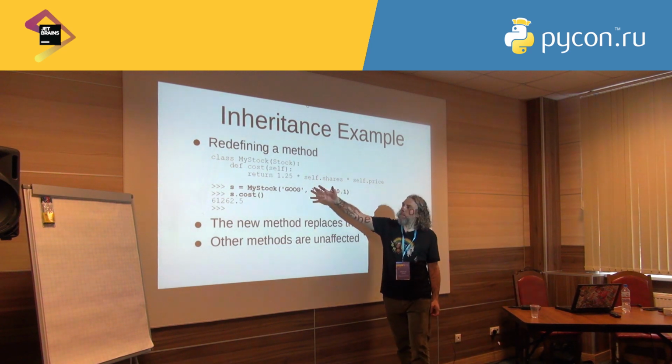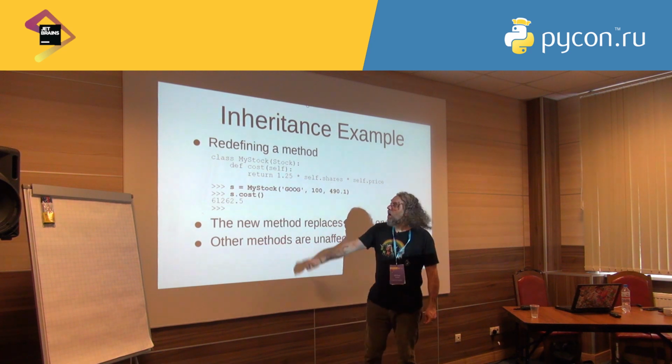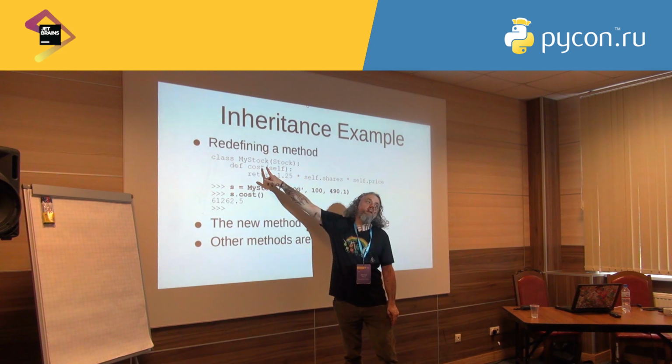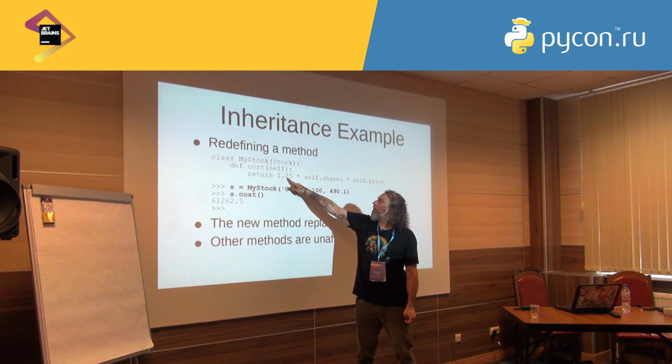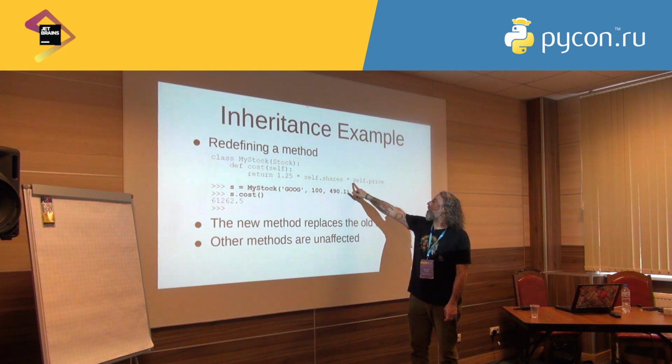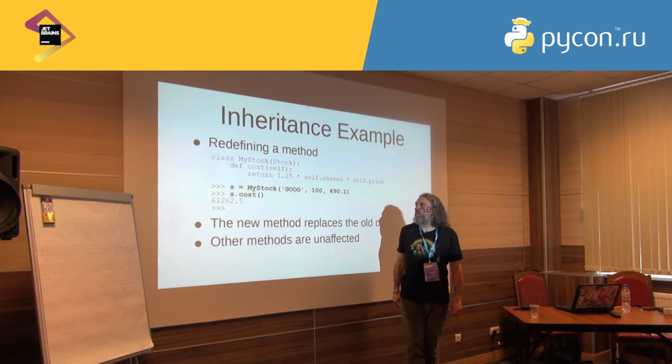Here we're trying to con our investors. So we're trying to inflate the value of all of our holdings. So we're overriding the cost method, and we're inflating the value. The cost is the number of shares times the price, and we're multiplying it by a factor of 25%.